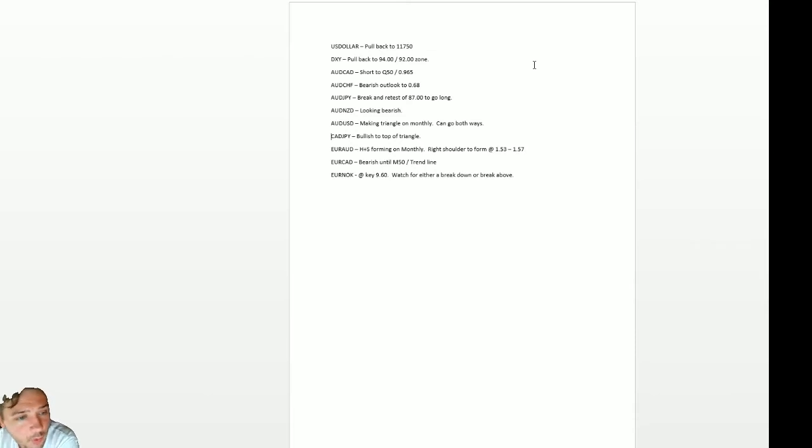So we can use the example now of CAD yen. It's an ongoing example of exactly what I look for and how I trade, and I also want to show you how you can profit hugely from trades like this. For CAD yen, I put bullish to top of triangle. That's all I put on this, and this is the quarterly chart.